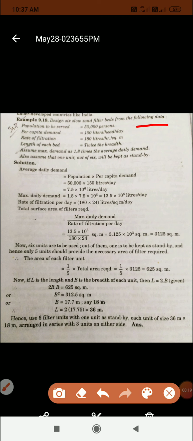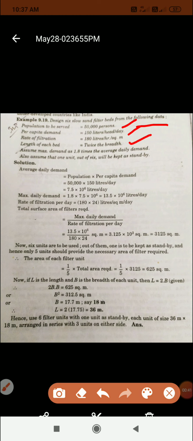Population to be served is equal to 50,000 persons. Per capita demand is equal to 150 liters per head per day. Rate of filtration is given, that is 180 liters per hour per square meter. Length of each bed is given, that is twice the breadth, that is L is equal to 2 times B.